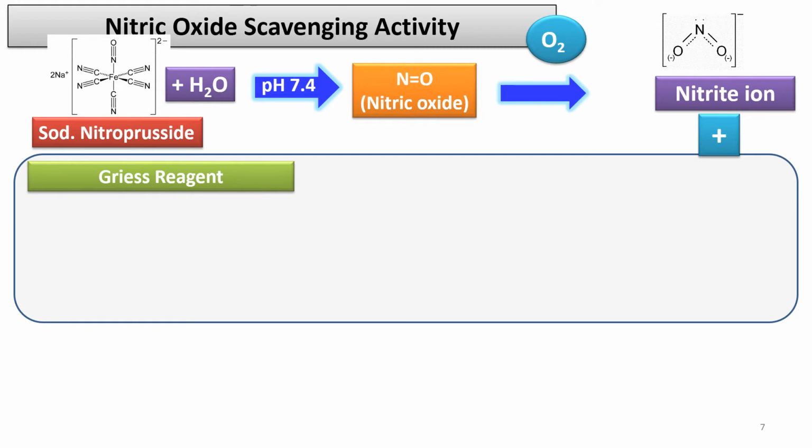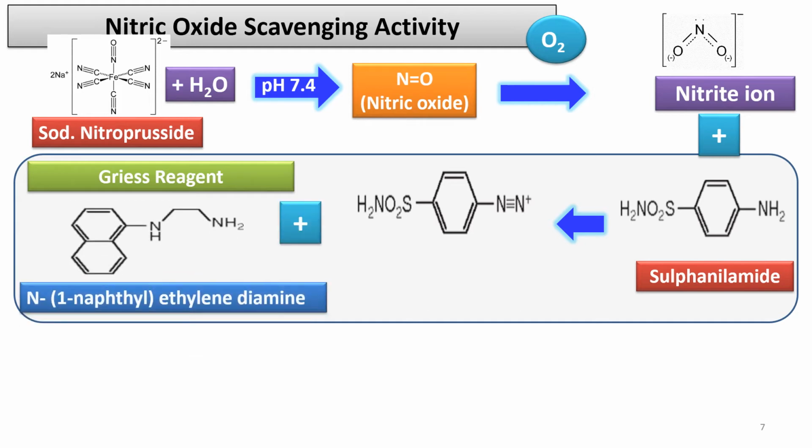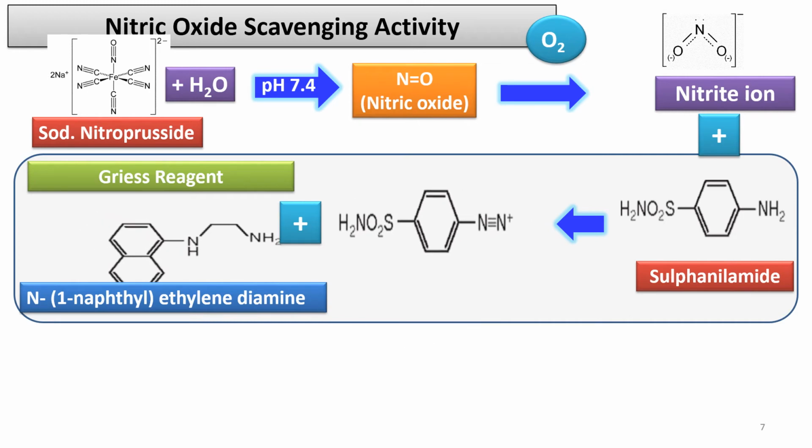In the Griess reagent, there is sulfanilamide. Sulfanilamide forms a complex with the nitrite ion and gives an intermediate, a highly reactive complex. The second component in the Griess reagent is naphthyl ethylene diamine. This ethylene diamine reacts with the intermediate formed by the sulfanilamide and nitrite ion reaction, and it further leads to formation of this kind of a complex.